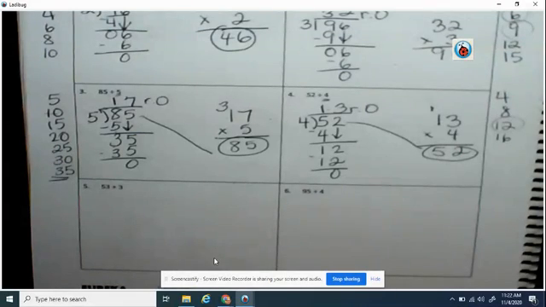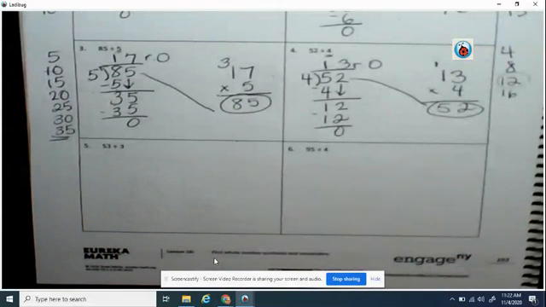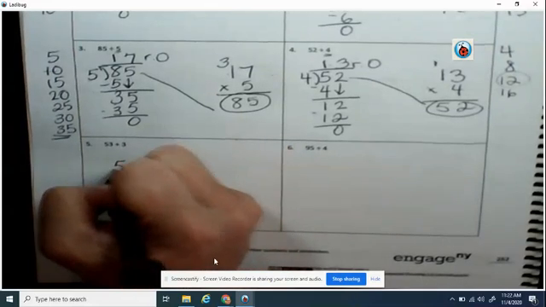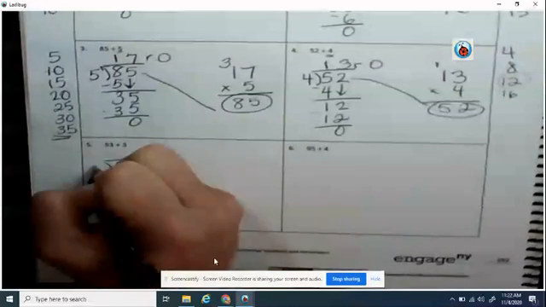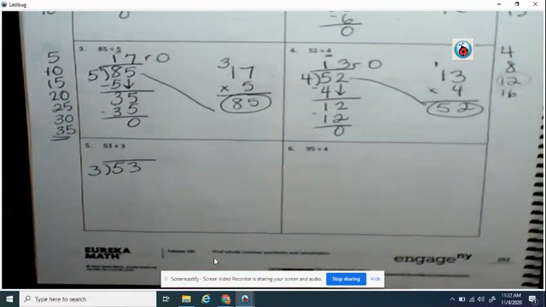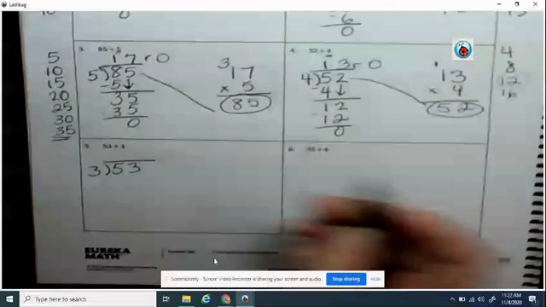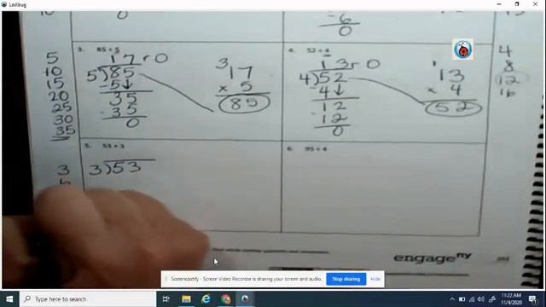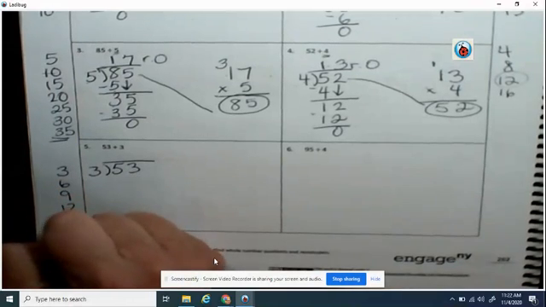Okay, so now we're going to have some that aren't going to end with no remainders. These are going to have some remainders. All right, so 53 divided by 3. Okay, so let's write out our 3's. 3, 6, 9, 12, 15, 18.